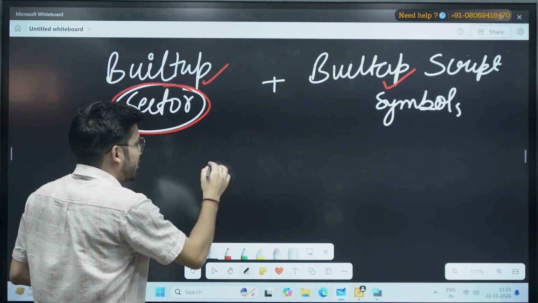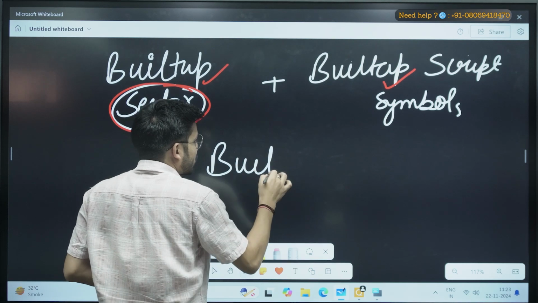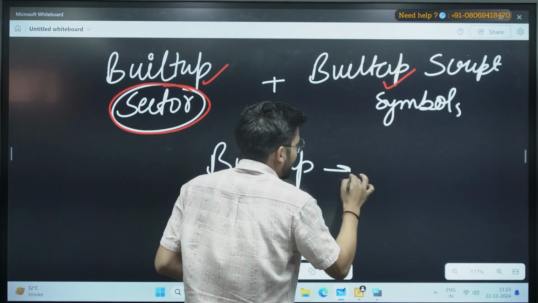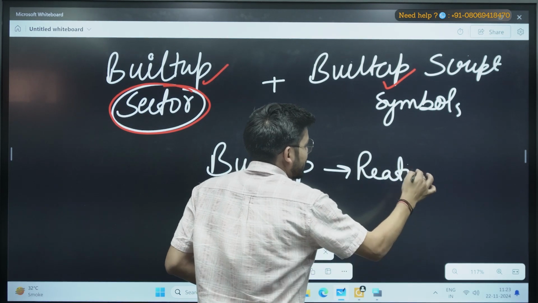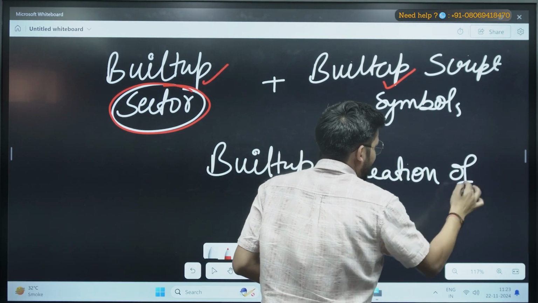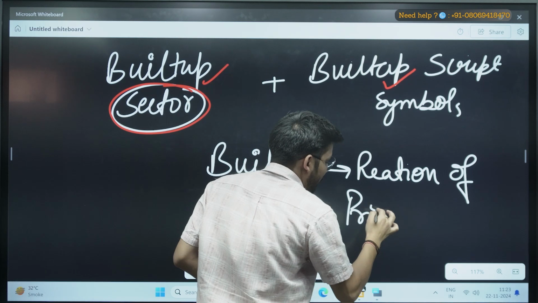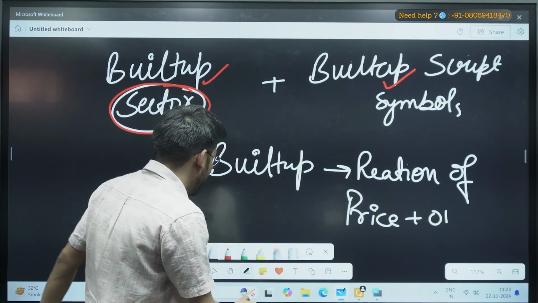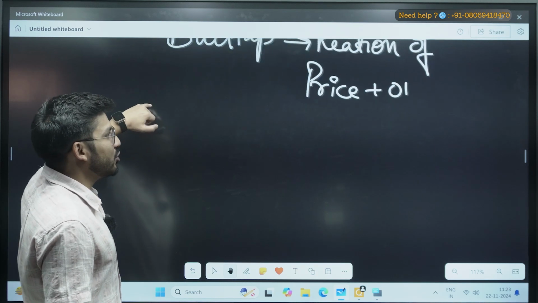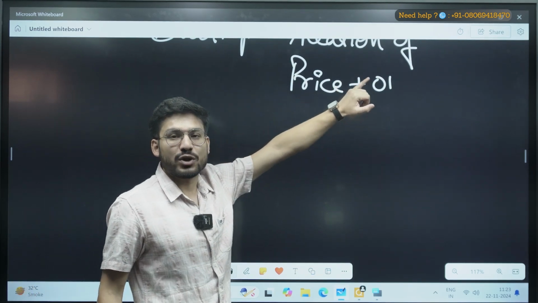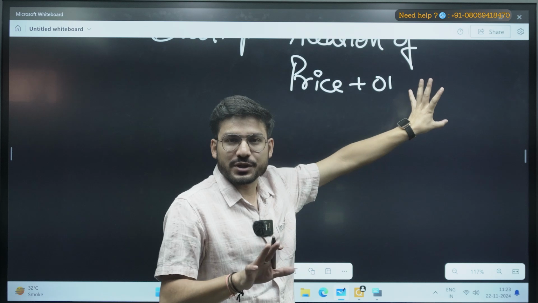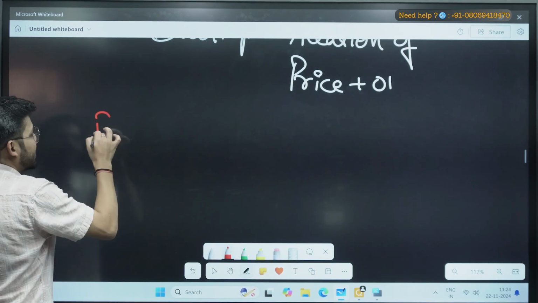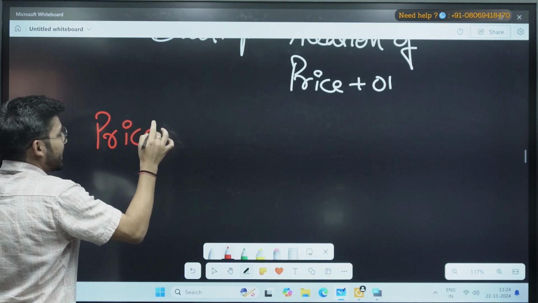Built-up is a combination, or you can say a relation, of your price plus OI, open interest. When I'm talking about the open interest, we are referring to the open interest of futures, not of options.